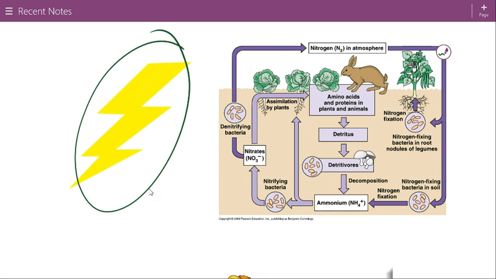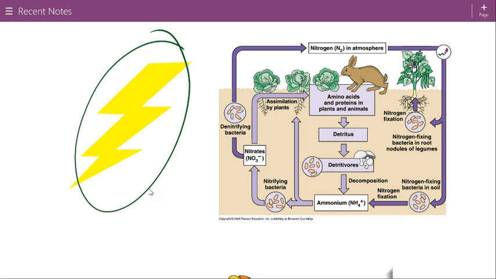Even if you have tons of lightning storms, it's not enough to completely replenish the nitrogen that has been taken out of the soil from plants, because in a lightning storm, that single atom of nitrogen is then going to go into the soil.